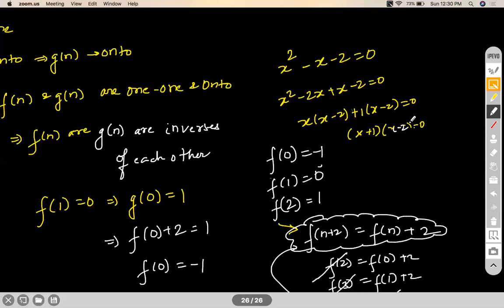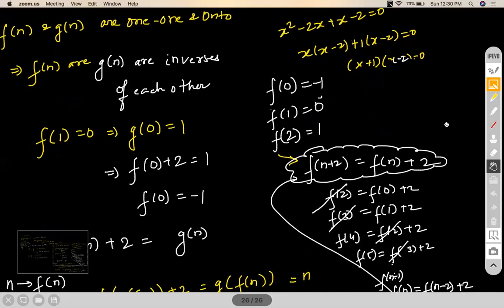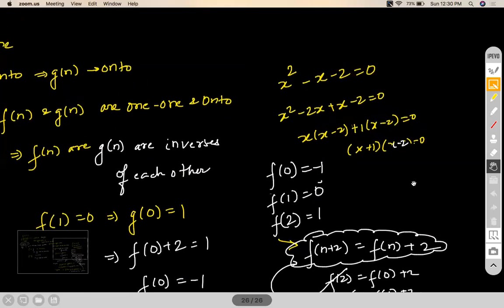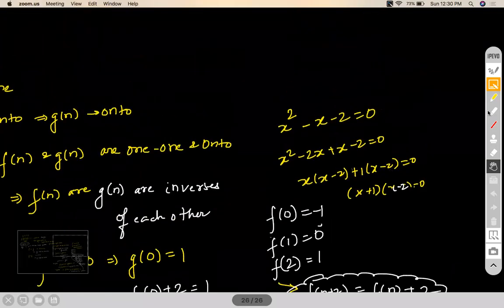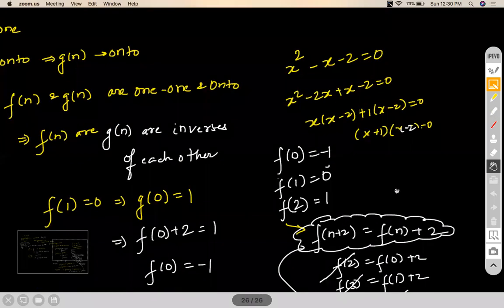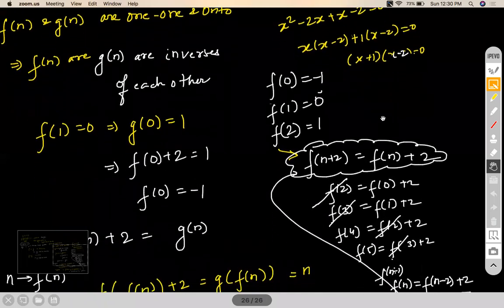Once we added those things, if we add everything, we get f of n plus f of n minus 1 is equal to 2n minus 3. Can you repeat once again? So we added those things that you got, right? All of those add up to f of n plus f of n minus 1 is equal to 2n minus 3.